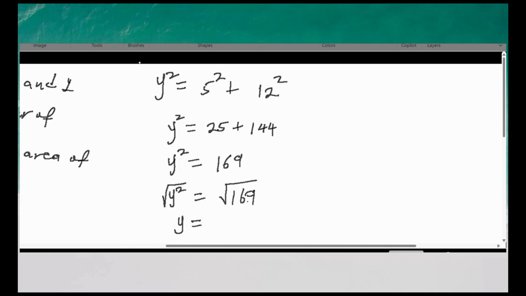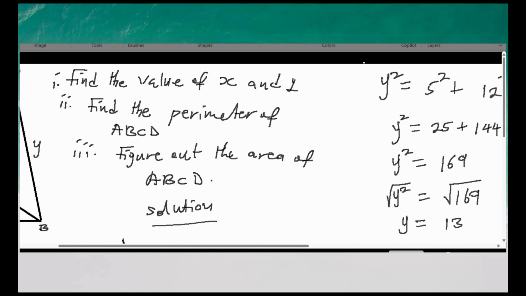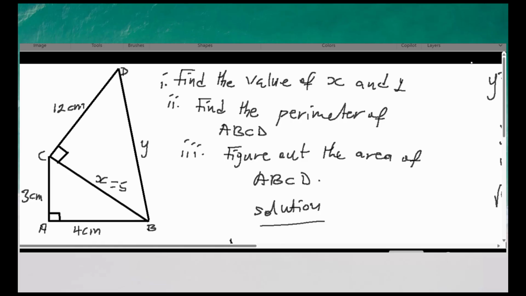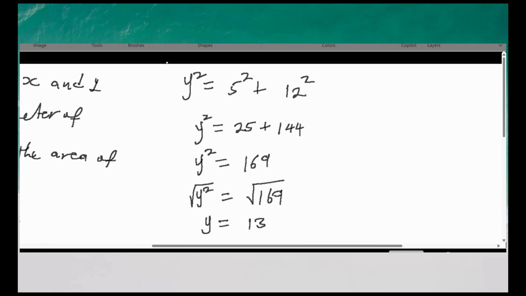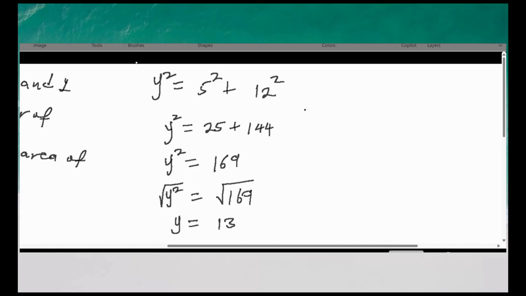The square root of 169 is going to give us 13, right? So from the diagram, x is distance, right? Y is also distance. So if we say that we should find y, we can confidently say that therefore x is equal to 5 centimeters and our y is equal to 13 centimeters. So we're done finding x and y.